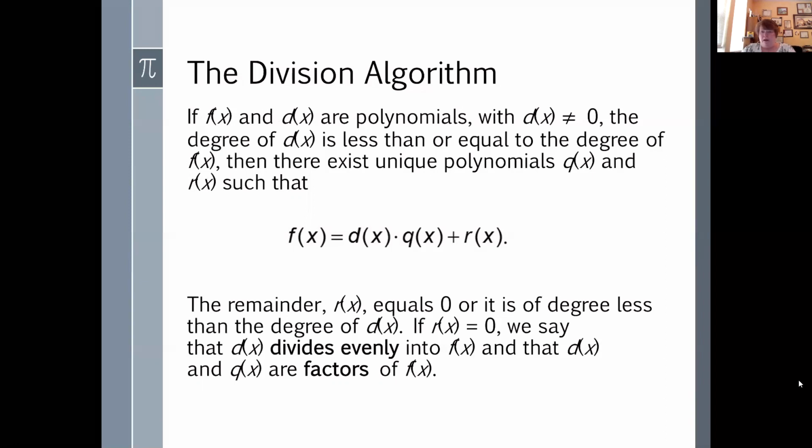The remainder, r of x, is equal to 0, or it's of degree less than the degree of d of x, the divisor. If r of x is 0, we say that d of x divides evenly into f of x, and that d of x and q of x are factors of f of x. So if your remainder is 0, your quotient and your divisor are factors of your dividend. If your remainder is 0, your dividend is the divisor times the quotient.